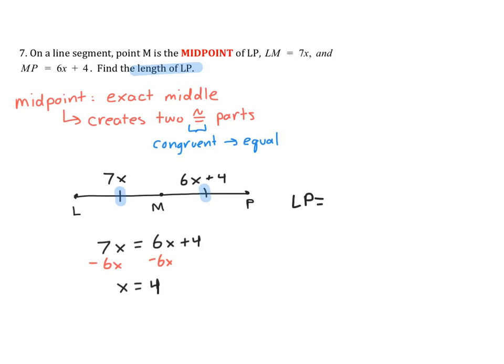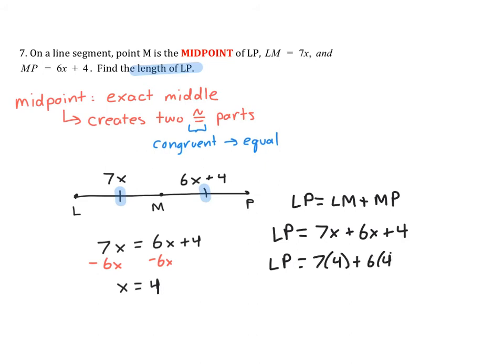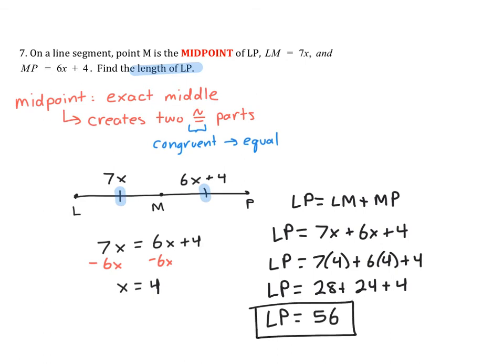So LP is going to be LM plus MP. So let's substitute. It's going to be 7x plus 6x plus 4. And we know that x is equal to 4. So you have to be really careful to go back and remind yourself which part you're actually trying to find. So we have 28 plus 24 plus 4. So LP will equal 56. And now we can box our answer.